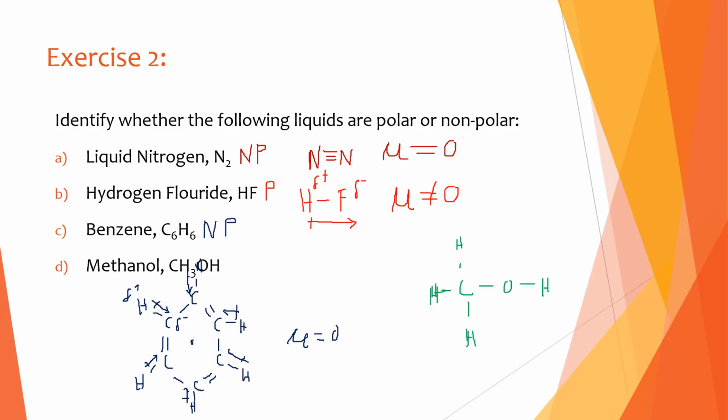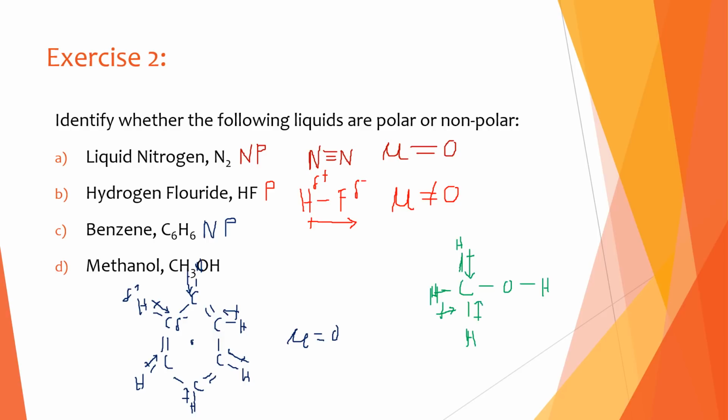So check whether it has a polar bond or not. For methanol, it has a polar bond. You have a polar bond between carbon and hydrogen, and you have a polar bond between carbon and oxygen. For the polar bond between carbon and hydrogen, the dipole moment will come from hydrogen towards the carbon because carbon is more electronegative than hydrogen.